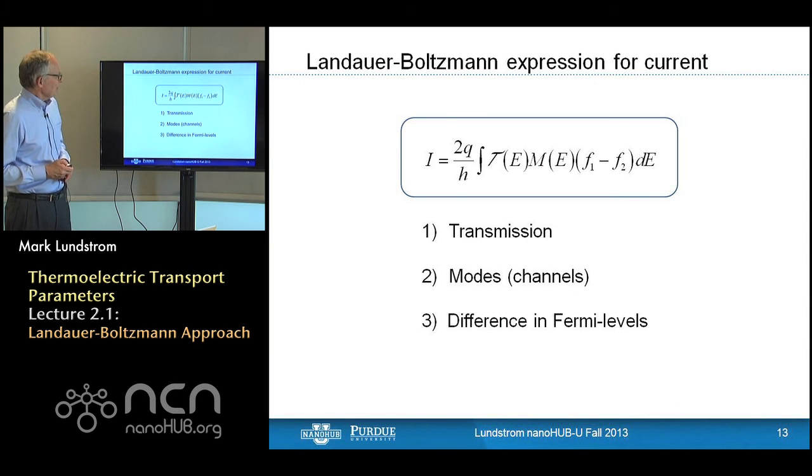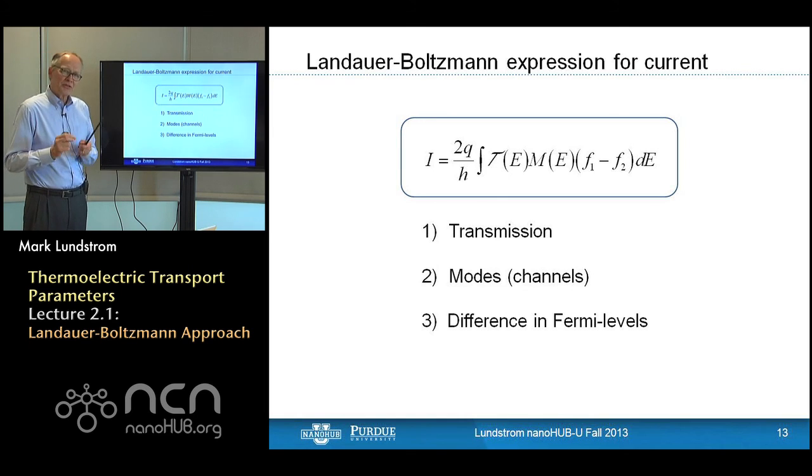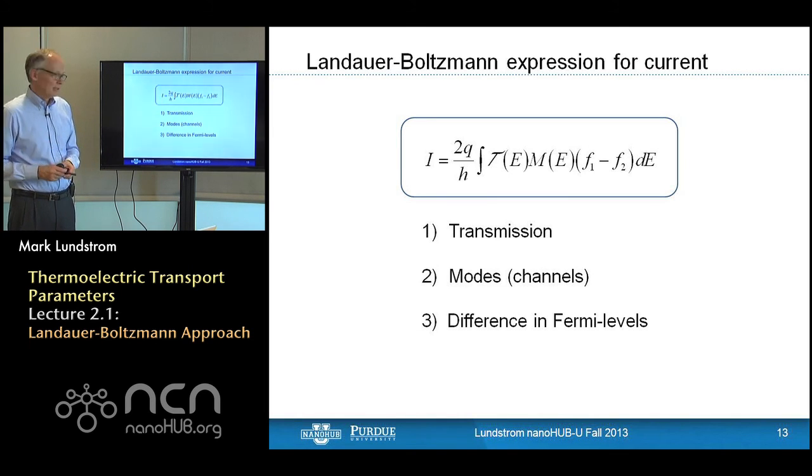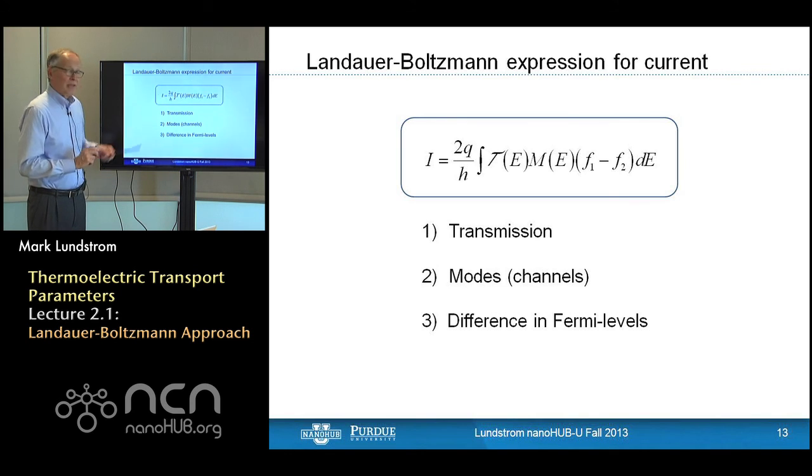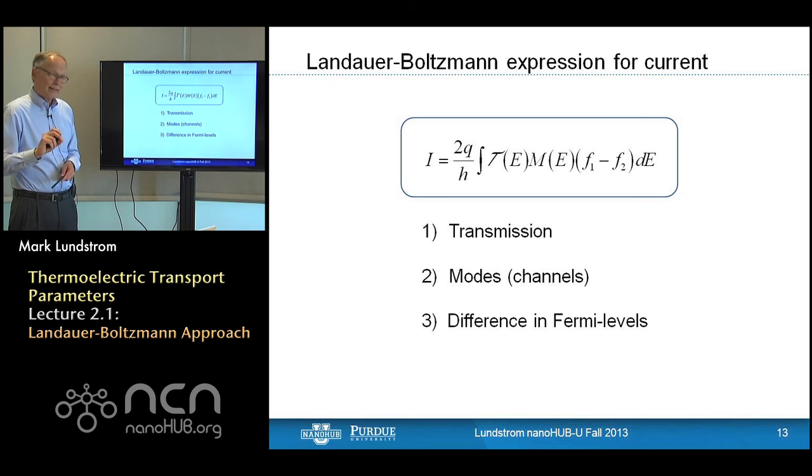Okay. So that's our current expression. Some fundamental constants. If we make the structure very, very small, we'll see that current is quantized in these units of 2q over h. The transmission is just a number between 0 and 1, which tells us the probability that an electron that comes in the left contact goes out the right contact. M is just the number of channels there are to carry the current at that energy.